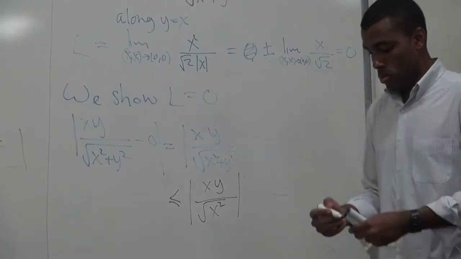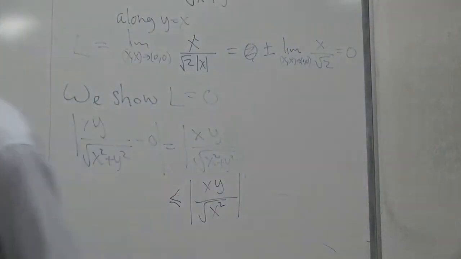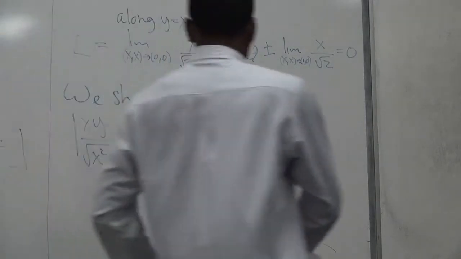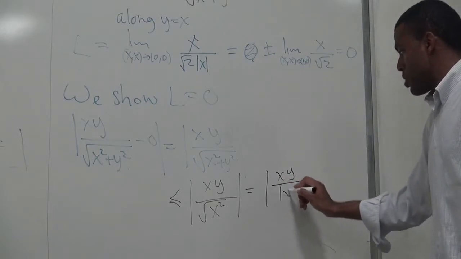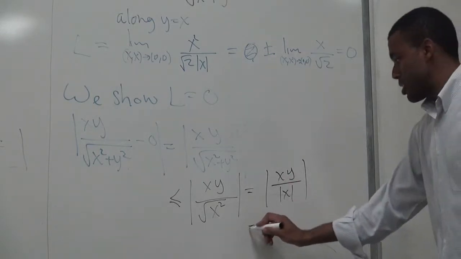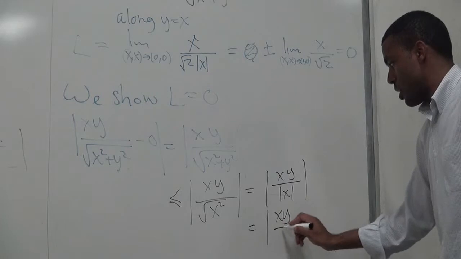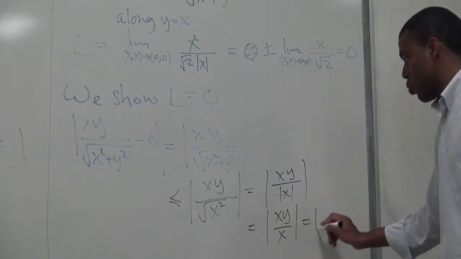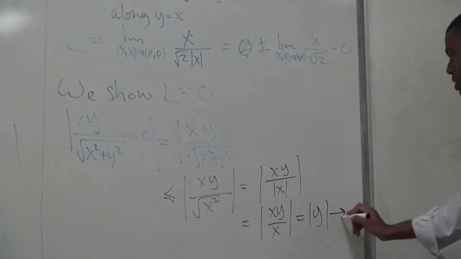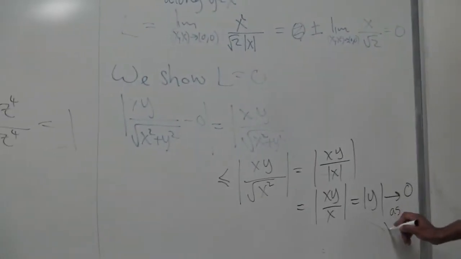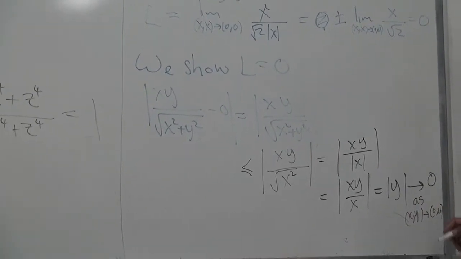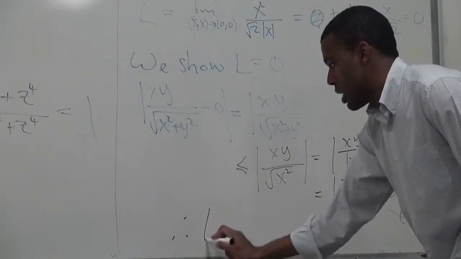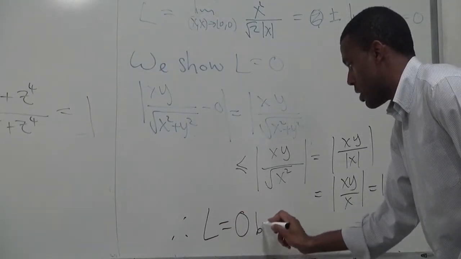Right, so technically this gives you xy over the absolute value of x, but you're already in absolute values, so it actually doesn't make a difference. So it's just xy over x, which is just y, which approaches 0 as (x, y) approaches the origin. Therefore, L equals 0 by squeeze theorem.